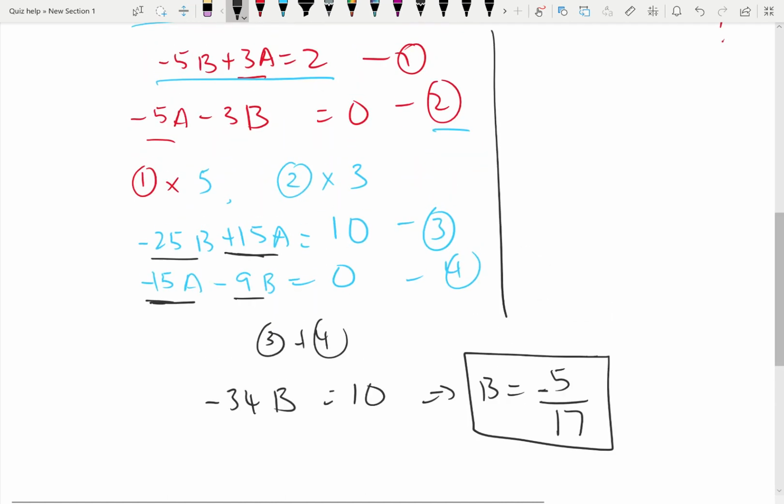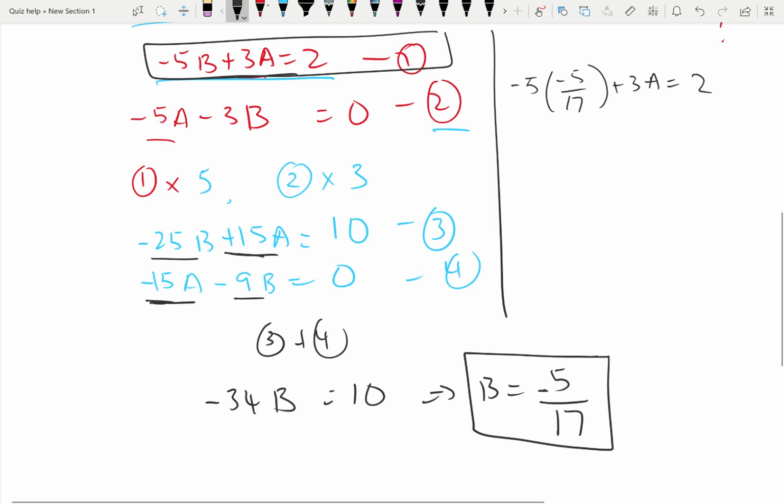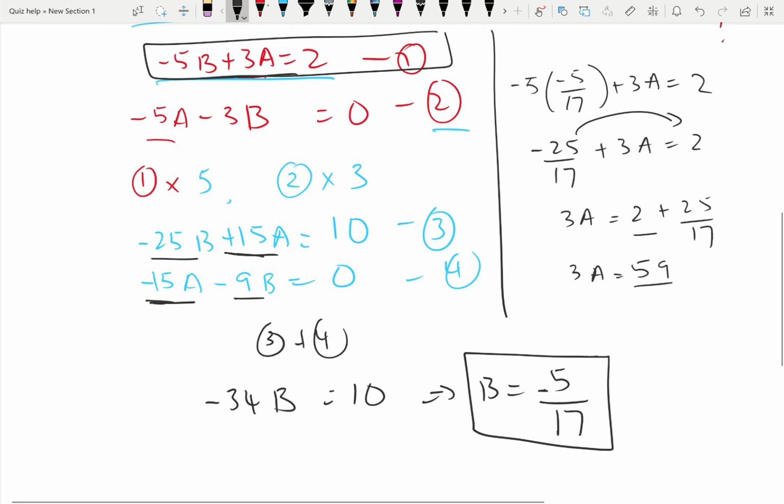Well, to find a, we can use any of these equations. So we know b now, so negative 5 times negative 5 over 17 plus 3a is equal to 2, if you use equation 1. So this will be negative 25 over 17 plus 3a is equal to 2. So let's take this term to the right. So 3a is equal to 2 plus 25 over 17. If you take the common denominator and simplify, well, we get a rather large number. 34 plus 25 is 59. 59 over 17.